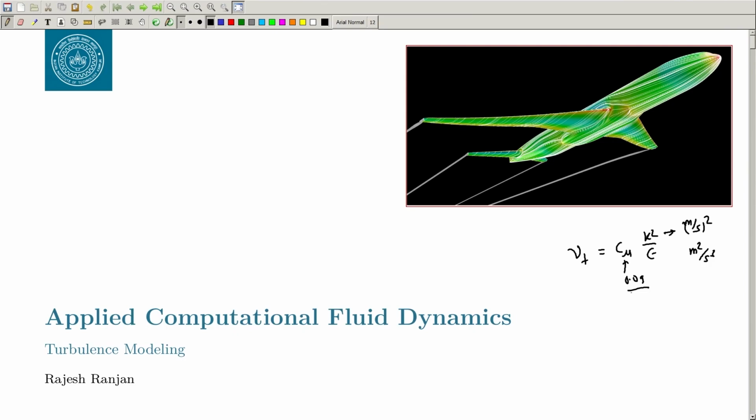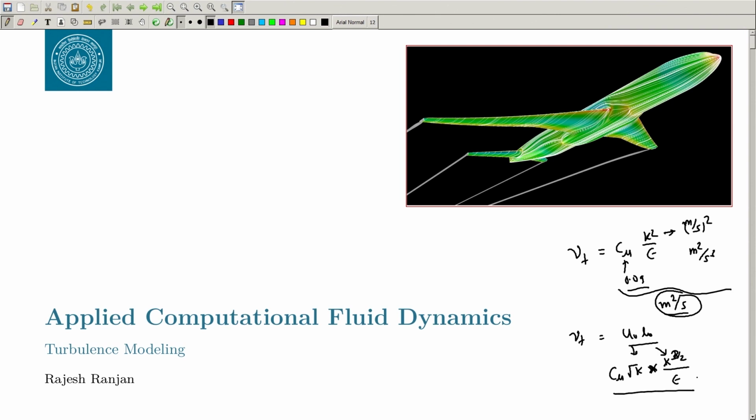That gives you the eddy viscosity, with the unit of meter squared per second, the kinematic eddy viscosity. If you think in terms of nu T equal to u 0 L 0, then u 0 is the square root of k, and L 0 becomes k to the power 3 by 2 by epsilon, with some multiplying constant.